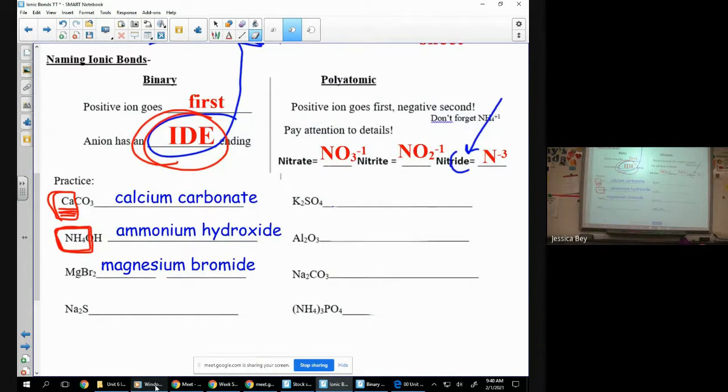How's this going for you? Doing okay? Do you have that polyatomic ion sheet? Yeah, it's going to be hard without it. Here you go. You can have this one.